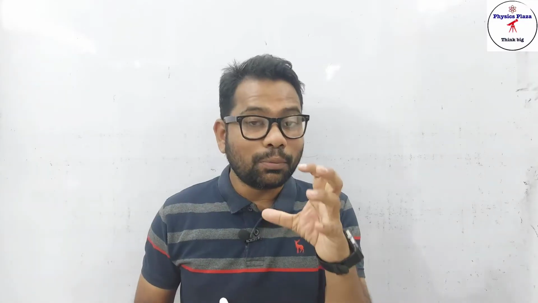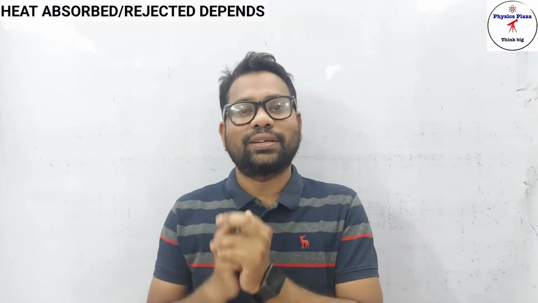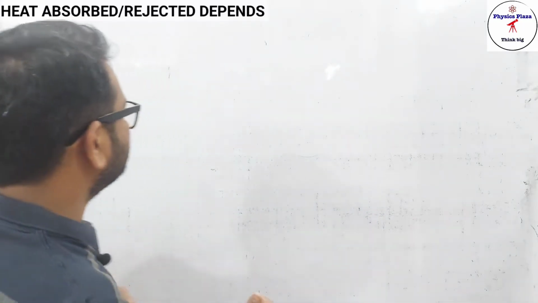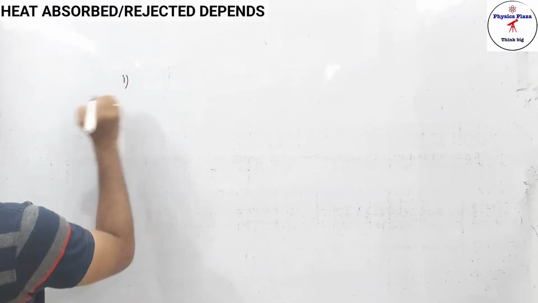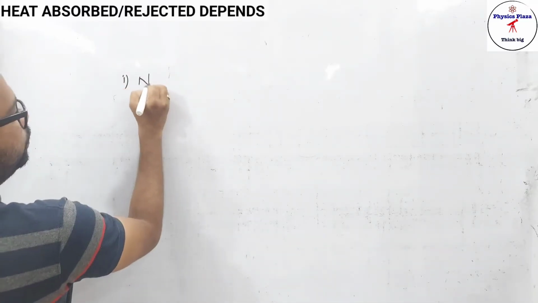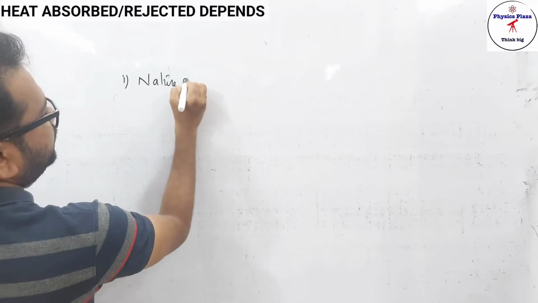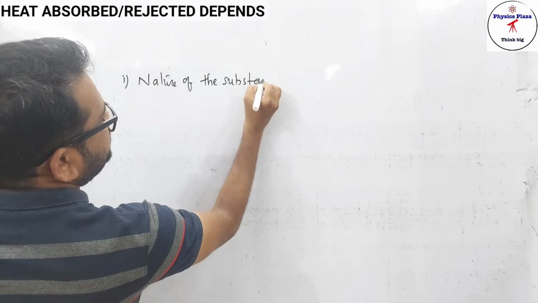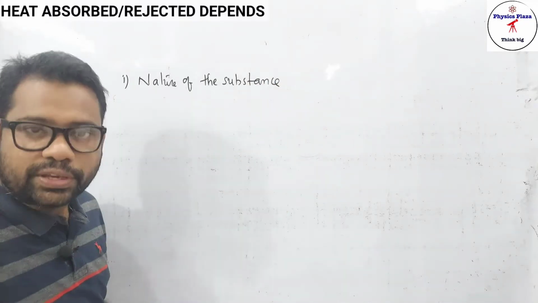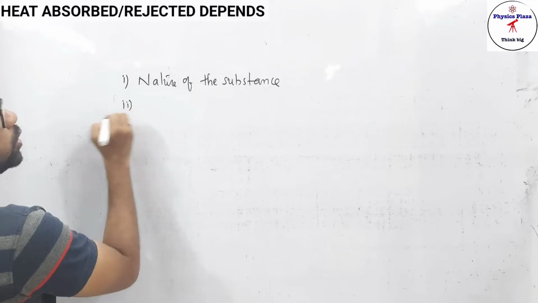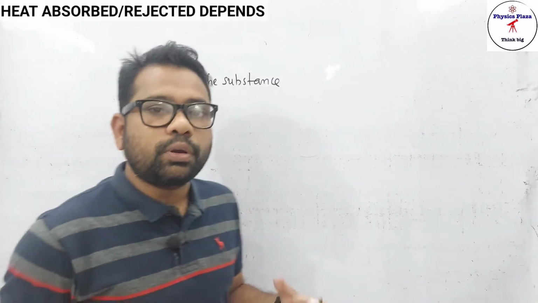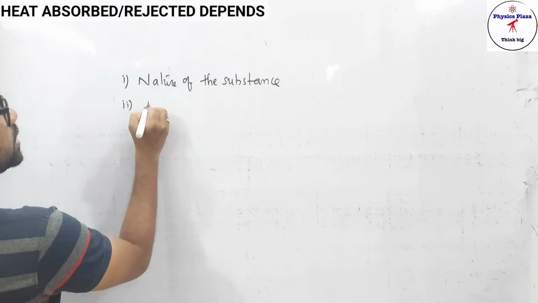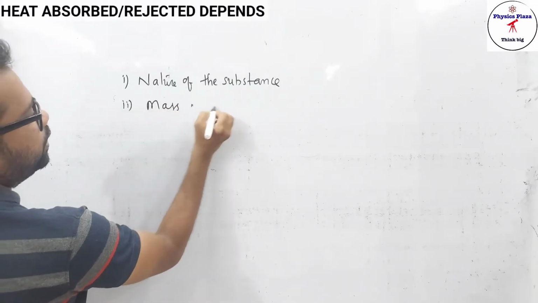So, which means what actually? The amount of heat, either absorbed or released, depends on a few factors. It's very important. Now, let us see, children. The first one is that the amount of heat absorbed or liberated depends on the nature of the substance. Nature of the substance means that different substances will absorb different amounts of heat. It also depends on the mass of the substance.